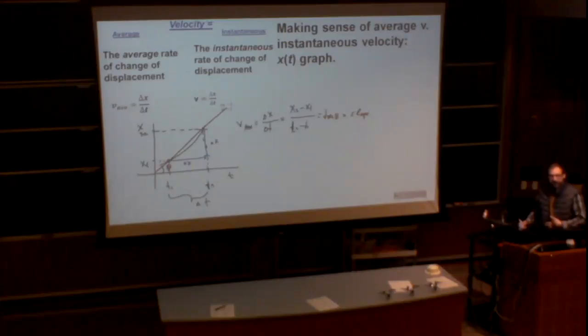Now what we're going to do? We're going to make instant number two get closer and closer and closer to instant number one. So it's not here anymore. Let's say it's here. So the new location will be here, and the new line will be slightly different. And we can try it again and again.